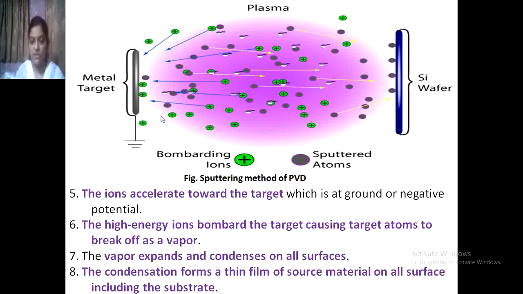Condensation forms a thin film of source material on all surfaces, including the substrate. So the vapor expands and condenses on all surfaces, and the condensation forms a thin film of source material on all surfaces, including the substrate. So this is the sputtering method of PVD.